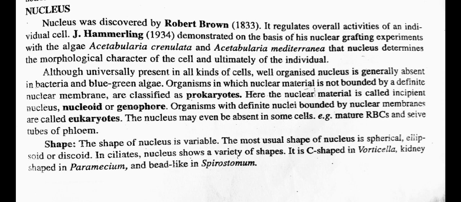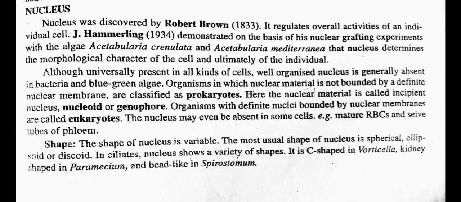The nucleus may even be absent in some cells, just like RBCs and sieve elements of phloem. Mature RBCs, red blood corpuscles, the scientific name of red blood corpuscles is erythrocytes, and sieve elements are sieve tubes of phloem. Phloem is the food conducting tissue in the case of plants, and phloem is a complex tissue. It means in some eukaryotic cells, nucleus is absent, such as mature RBCs and sieve tubes of phloem.